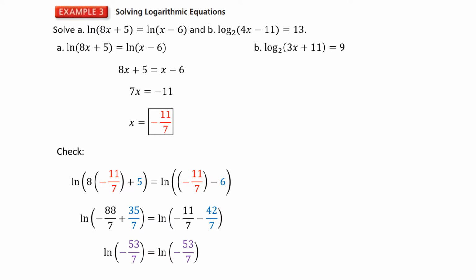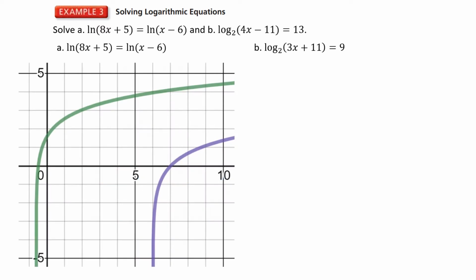It makes sense that the left and the right hand sides still equal one another, but keep in mind that it's not possible to take the log base e of negative 53 sevenths, of any negative. e is about 2.71. What are we going to raise that value to? 2.7 to what value is going to give us a negative? It doesn't work. If we were to graph them, the green is the left-hand side and the purple is the right. You can see that these are never going to intersect, so there's no solution.